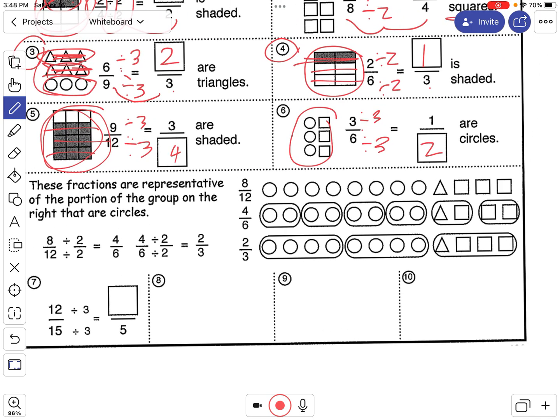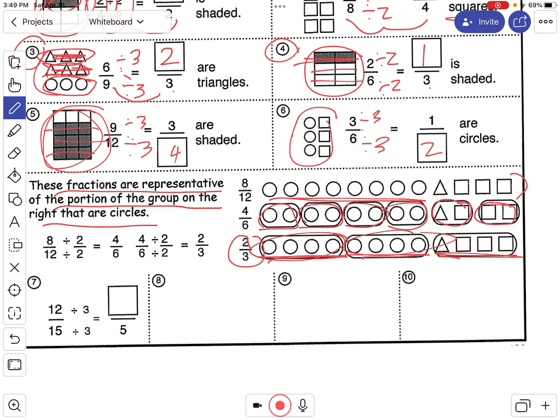All right, then it says these fractions are representative of the portion of the group on the right that are circles. Over here, we could say that 8/12 are circles. 8/12, right? 8 circles out of 12 altogether. We can say that 4/6 are circles. 1, 2, 3, 4 out of 1, 2, 3, 4, 5, 6. There's 4 groups or 4 pairs of circles out of 6 pairs. We could also say that it's 2/3. There's a third, there's a third, and there's a third. And 2 of these are circles.